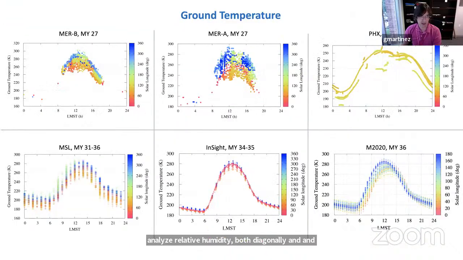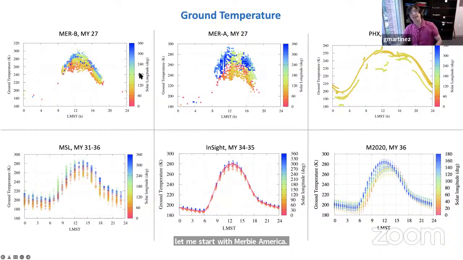Okay, so that's relative humidity. What about ground temperature? Once again, here I'm showing, to my knowledge, all the ground temperature measurements from Mars. Let me start with MER-B and MER-A, in these two figures.